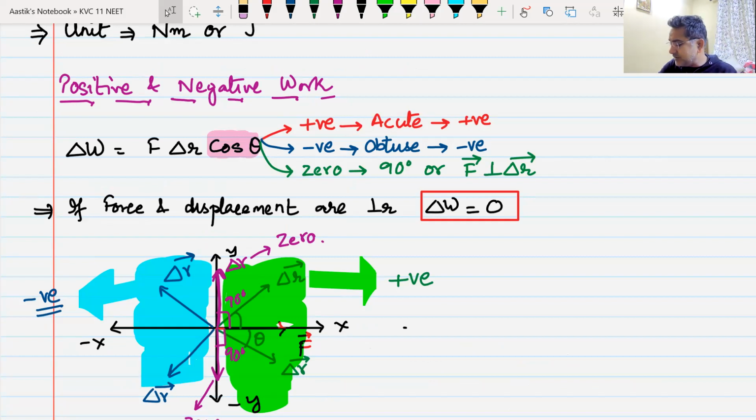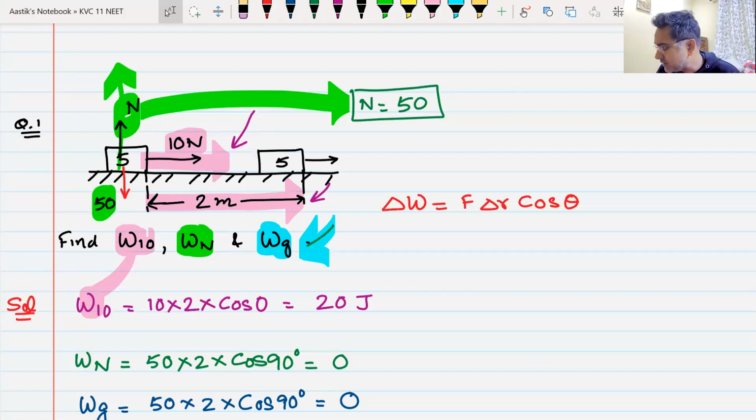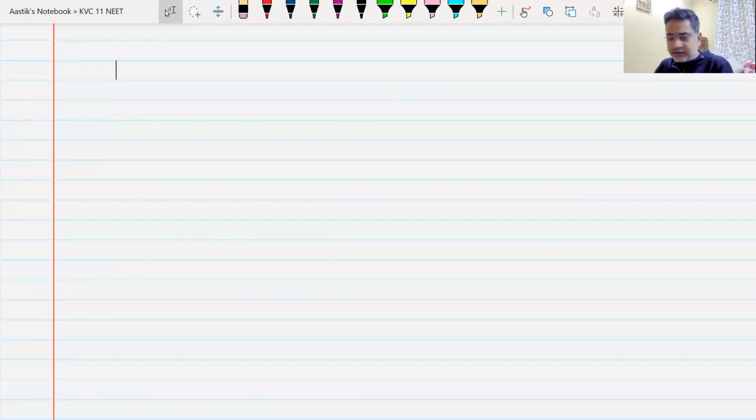Okay, we had also seen an example where we had found out the work done by various forces. In it, we found the work done by normal reaction and the work done by gravity, and we had seen how to find it out. Do you remember this? Yes or no? Yes, sir. Okay, then let us keep on with our discussion and solve more questions.